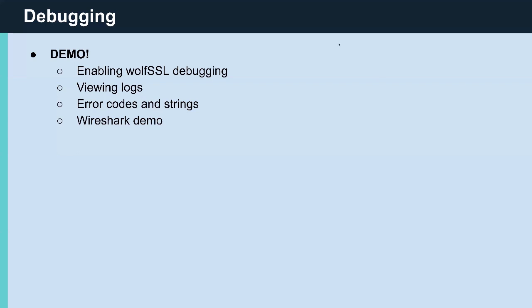All right, so we're going to do another look into wolfSSL. We're going to try to enable debugging and see the log that comes out, look at some of the error code and string locations, and then try out Wireshark and show you what that looks like there.